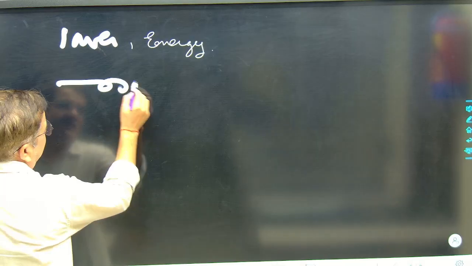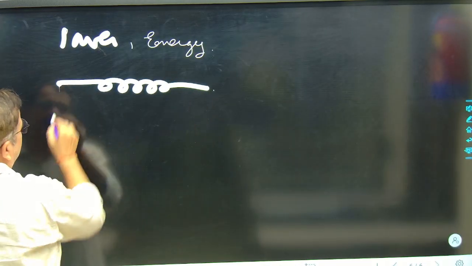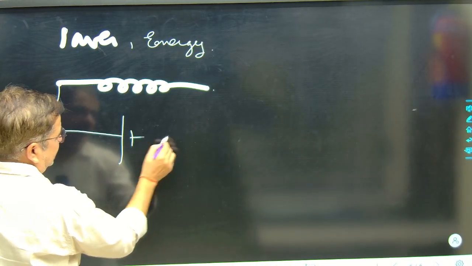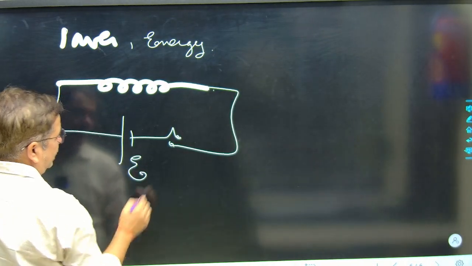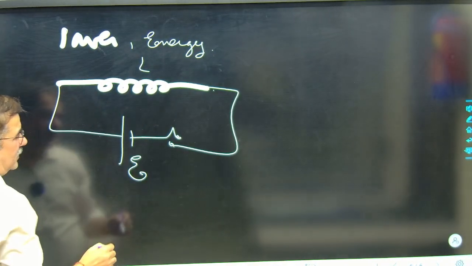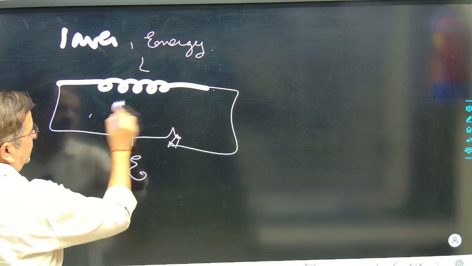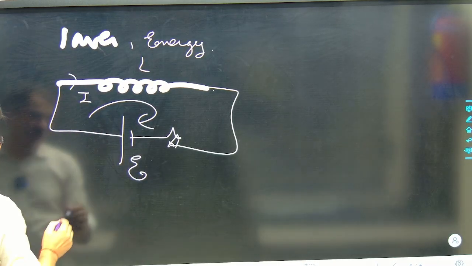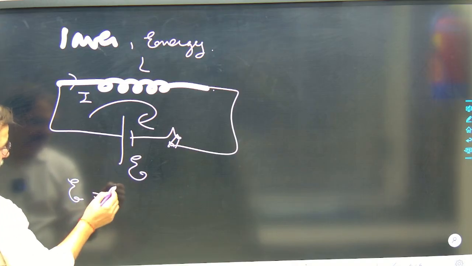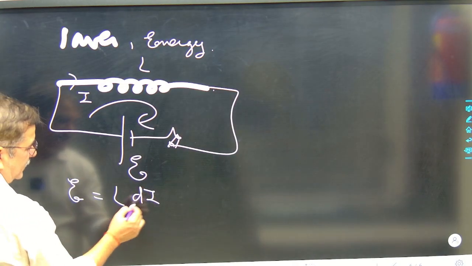Say this is the inductor, I am putting here, placed across a battery, this is the switch, and this battery has EMF E, inductance is L. If I press the switch, there will be a closed loop formation, current flowing will be I, hence I will say E is equal to L times di by dt.